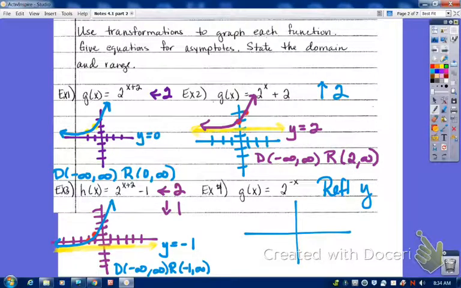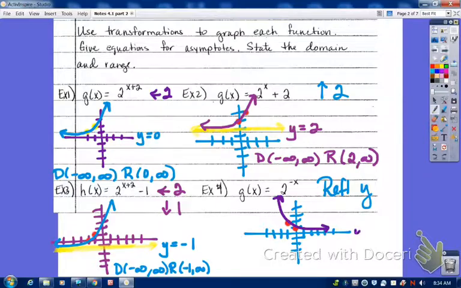So this one will be pretty easy to do. Is the horizontal asymptote going to change? No, because you're not moving up or down, so we're just going to reflect over the y. If I have the point 0, 1 and I reflect it over the y-axis, where does it go? It stays right there because it's on the y-axis. If I have the point 1, 2 and it reflects over the y-axis, then it changes to negative 1, 2, and then the growth graph turns into a decay.